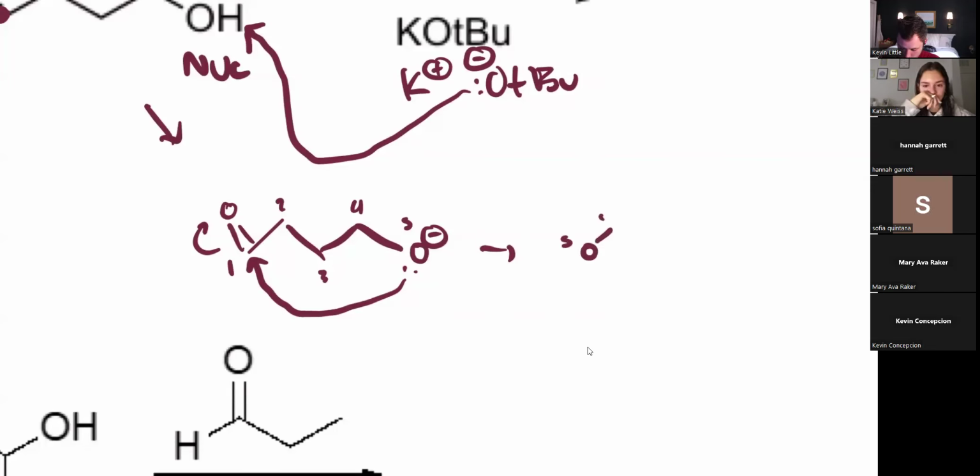5 is bound to 1, 2, 3, 4. It's a 5-membered ring with an oxygen in it. 1 has here and has a negative charge.